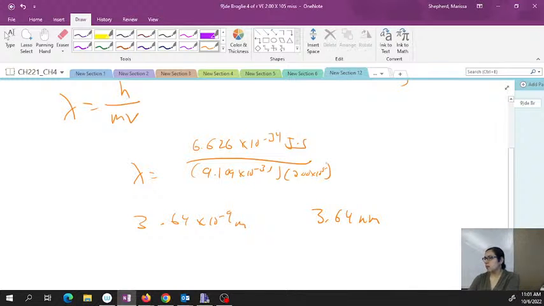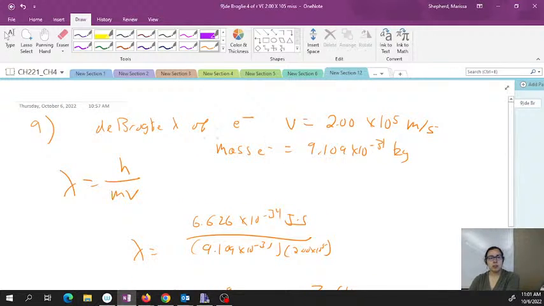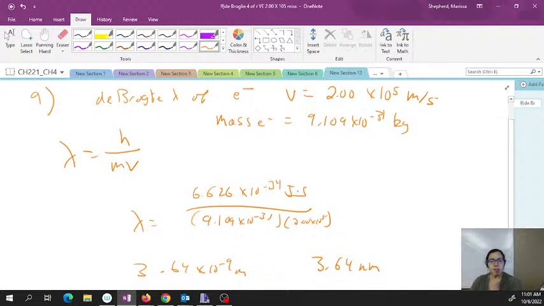Any questions on that one? What was the 9.109? That was the weight of. Yeah, so it's just the mass of the electron, and then it has to be in kilograms to match up with all the units. And just make sure you're multiplying these first before you divide. Oh, I see thumbs up in the chat too.